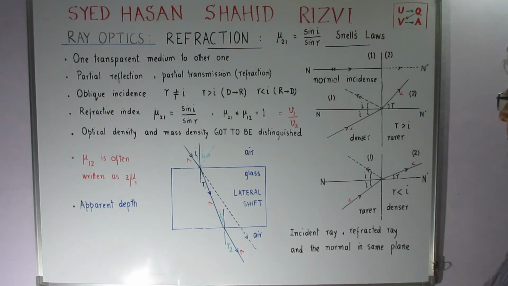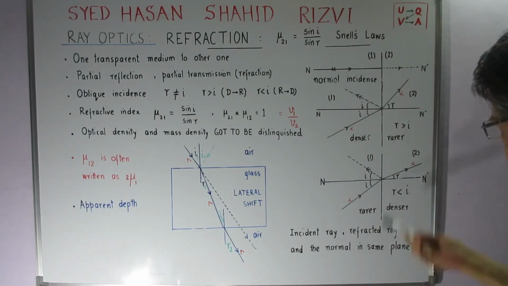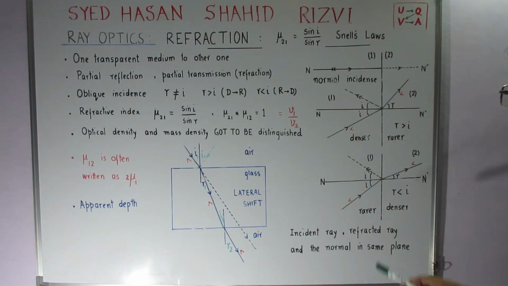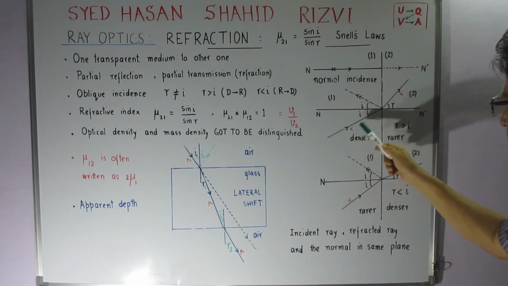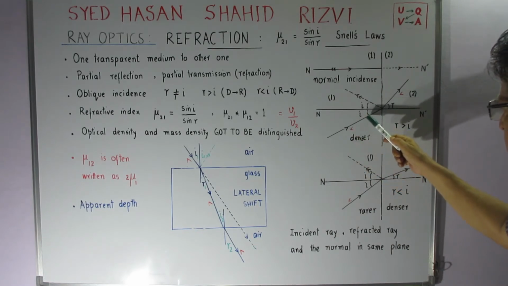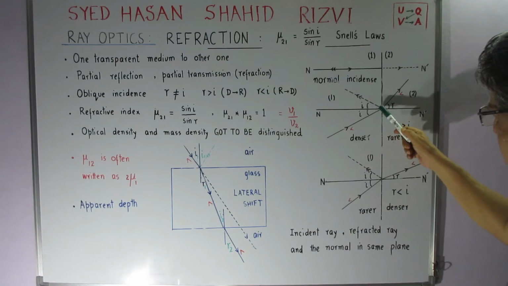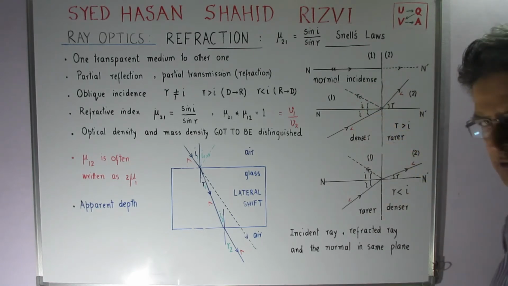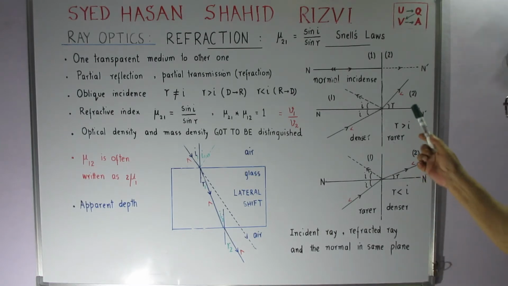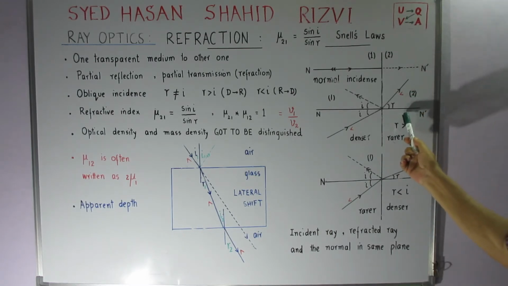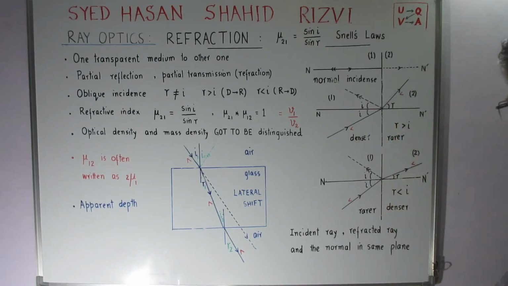Now look here. I have tried to draw the case of a denser medium to a rarer medium. The incident ray of light is coming like this. This is the angle of incidence, and then there is partial reflection, which is shown by double arrows. And here is the deviation: in this case the ray of light bends away from the normal. nn dash is the normal.